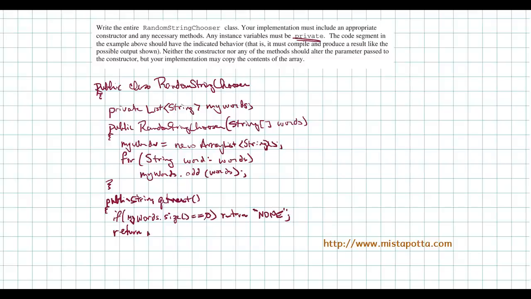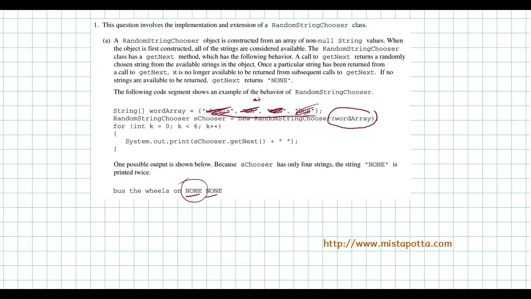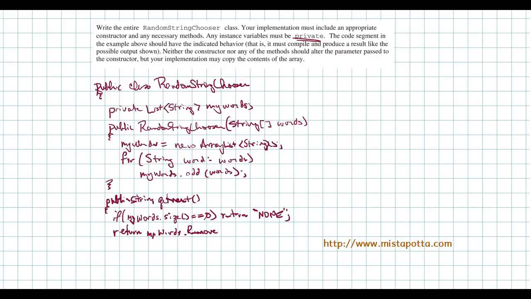So I'm going to say my words dot remove. And I'm using remove because, as we mentioned, once a word is gone, like I got rid of bus, bus was no longer in my list. All I have left were wheels, on, and the. And then once I got rid of the, the only words I had left in my list were wheels and on. So I do want to make sure that I remove, and I'm going to get a random number out of here. So I'm going to cast as an int, and I'm going to ask math.random.